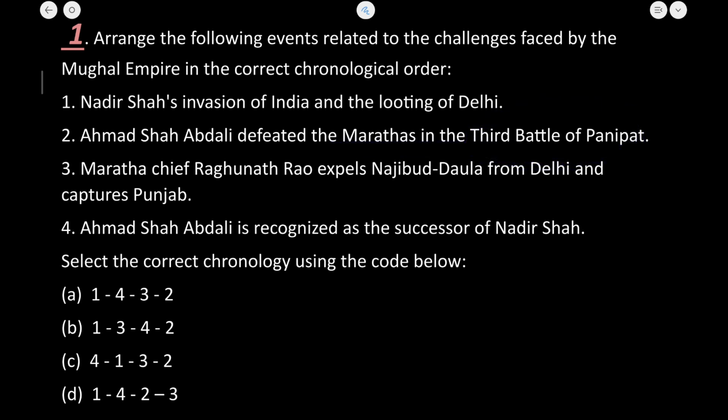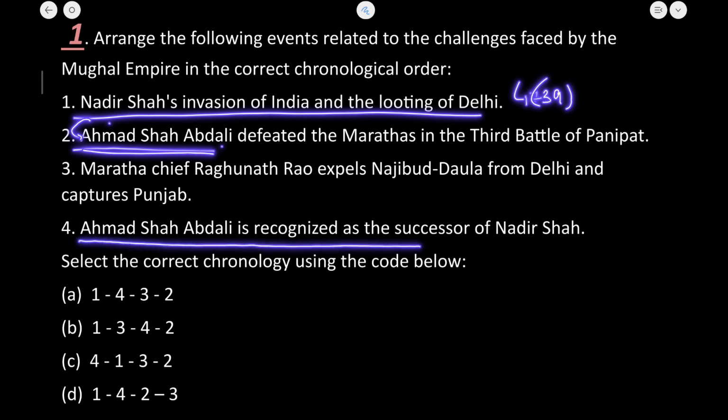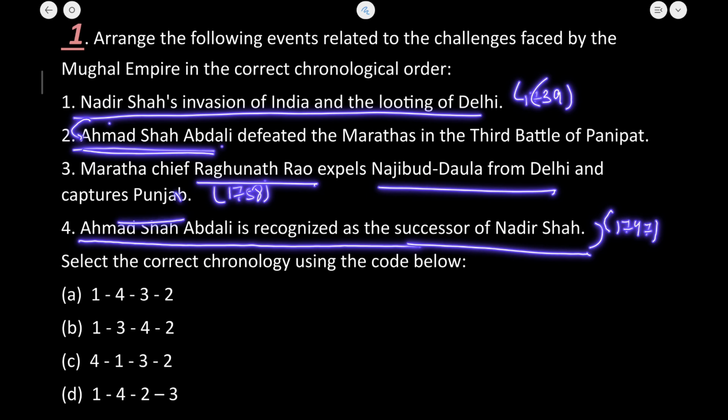in the year 1761. Now, as I told you, Nadir Shah's invasion happened in the year 1739. The next thing I already told, that Nadir Shah's immediate successor was Ahmad Shah Abdali. So Ahmad Shah Abdali was recognized as the successor of Nadir Shah. This happened in the year 1747. Ultimately after this, in the year 1758, Raghunath Rao expelled Najib-ud-Dawla from Delhi and captured Punjab, and ultimately in the year 1761 the third battle of Panipat was fought.